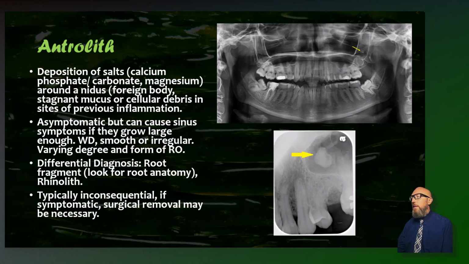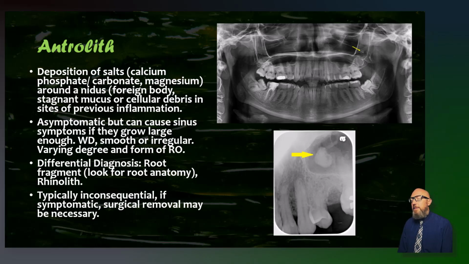Radiographically, just a well-defined, smooth or irregular lesion with variable degree of calcification. You can see this one in the posterior sinus, this one more in the anterior sinus. The differential might include a root fragment, so look for a history of extracted tooth with potential root. Then also a rhinolith, the calcification within the nasal cavity. So these are typically inconsequential. If they are symptomatic, then surgical removal may be necessary. When you're asked to name a calcific accumulation within the maxillary sinus, this is it. Whatever the source might be, you can refer to it as an antrolith.